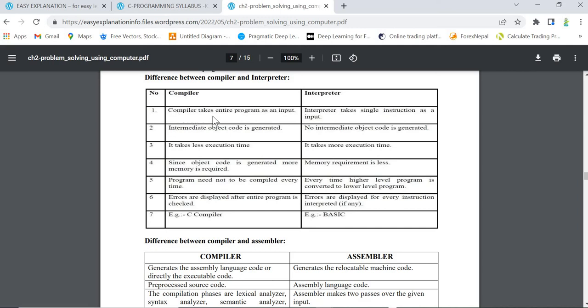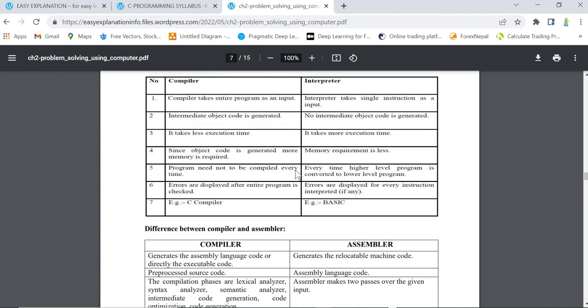So what is a compiler? A compiler takes the entire program as input. As I told you, it takes the entire program, but an interpreter takes a single instruction as input, that is, one by one. In a compiler, as we see in the figure, intermediate object code is generated, but here no intermediate object code is generated. A compiler takes less execution time, yeah, because the overall code is analyzed at once, but an interpreter takes more execution time. Since object code is generated, more memory is required, but here the memory requirement is less.